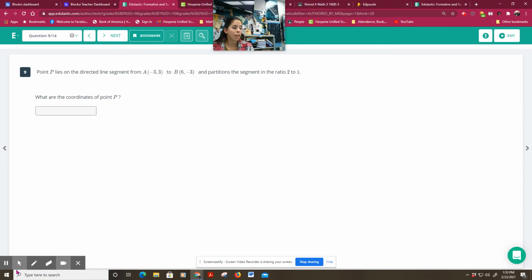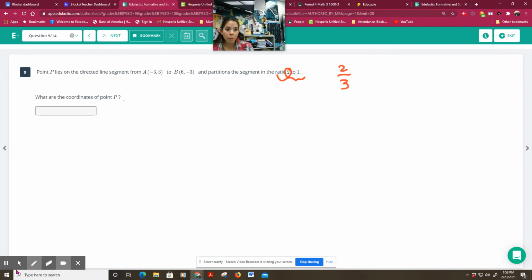And next. Number 9 says point P lies on the directed line segment from A to B and partitions the segment into the ratio 2 to 1. Okay, I always start with the ratio. So the total number of parts, 2 plus 1 is a 3, and you always take the first number out of the total, so it's 2/3 of the way. So it's almost all the way there. It only has a third left to go, and then it's there.